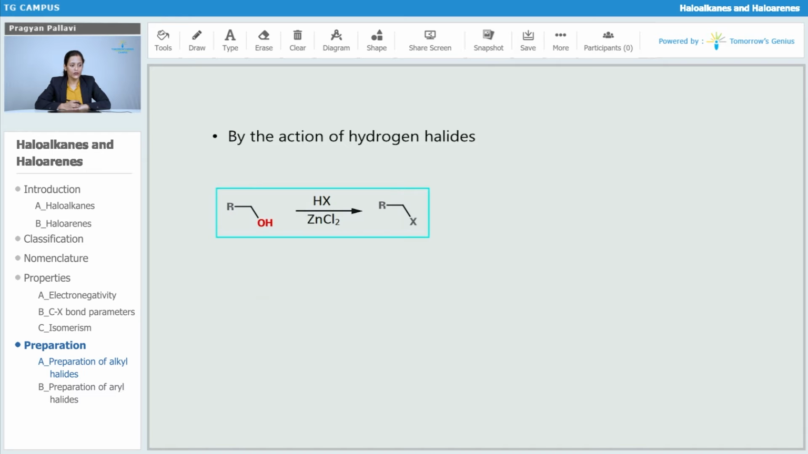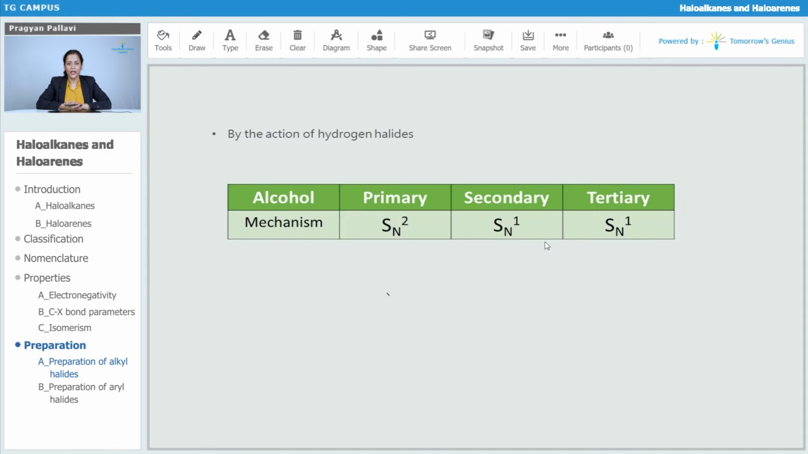By the action of hydrogen halides, alcohols are converted to alkyl halides, by using this hydrogen halide, HX, in presence of zinc chloride. The preparation of haloalkanes from alcohols goes via different mechanisms. So here, if it is primary alcohol, then it will undergo SN2 mechanism.